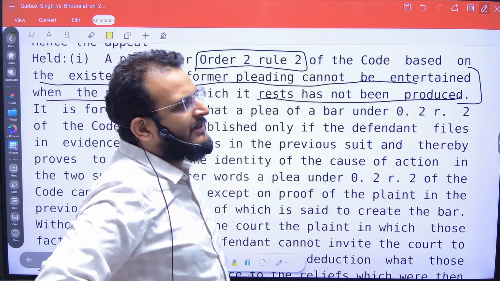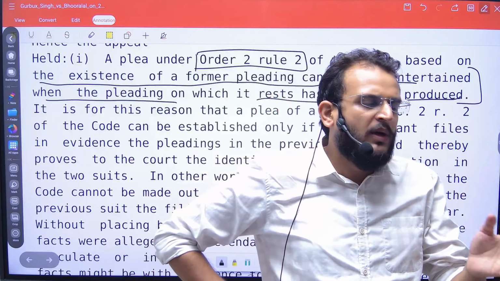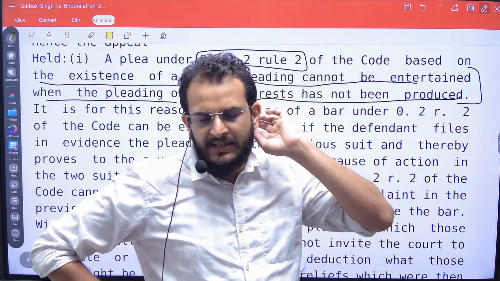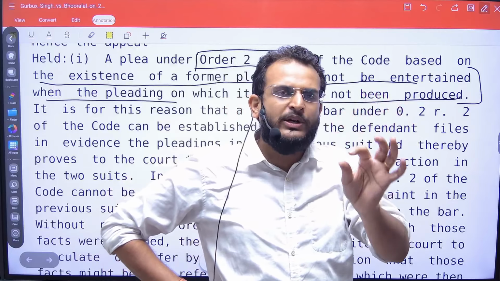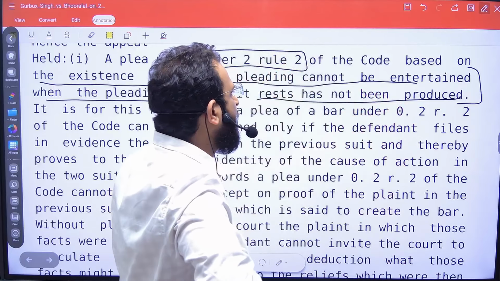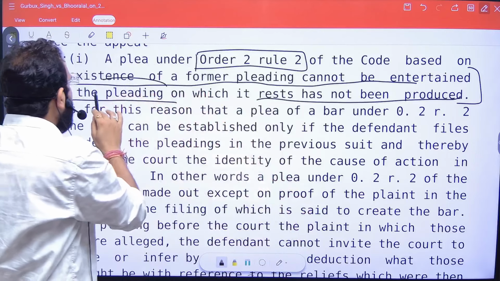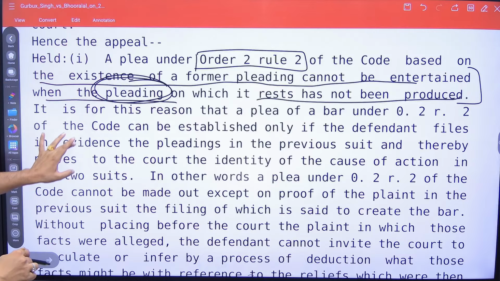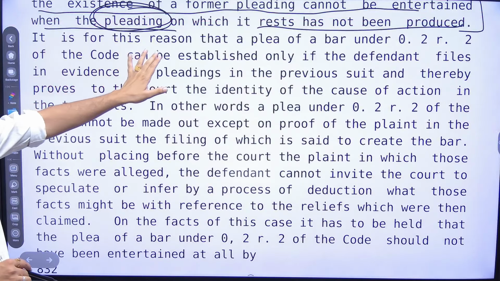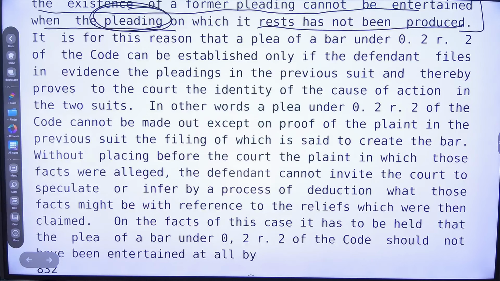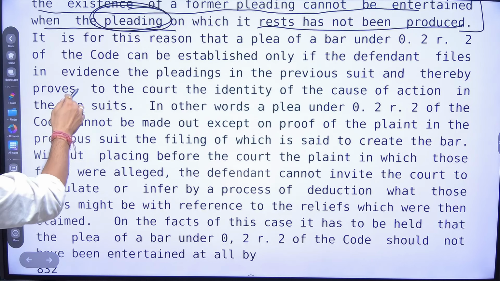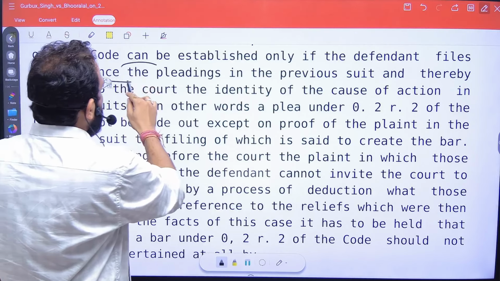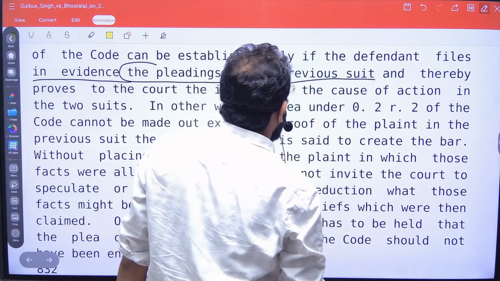Like if you are saying that this subsequent suit is barred by Order 2 Rule 2, and there was already a matter earlier decided by the court and the party was entitled to claim certain reliefs, the court is going to hear this objection only when you produce the pleadings of the former suit in the court, correct? Pleadings. Further it is saying, it is for this reason that the plea of the bar of Order 2 Rule 2 of the Code can be established only if the defendant files in evidence the pleadings in the previous suit, right?